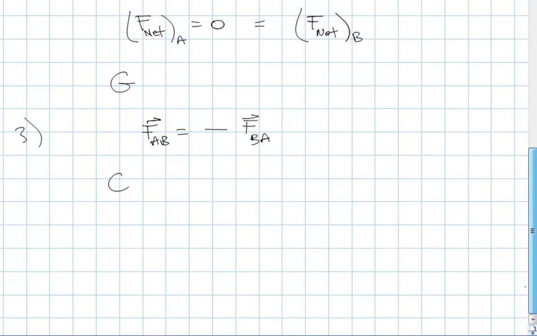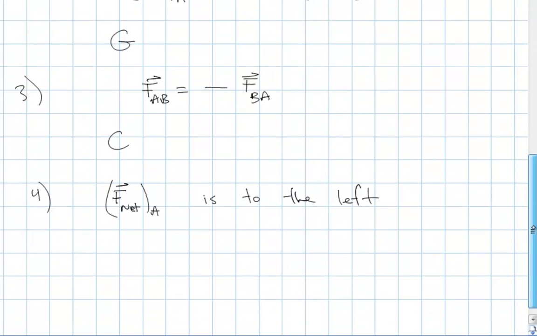For number 4, the blocks are slowing down, and we're looking at the net force on A compared to the net force on B. So let's take a look. What do we think the net force acting on block A, what direction does that have to point if block A is moving to the right but slowing down? If block A is moving to the right but slowing down, the net force must be to the left.